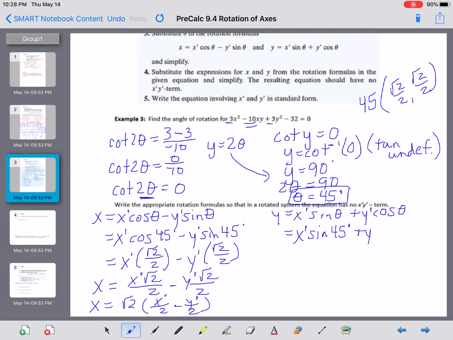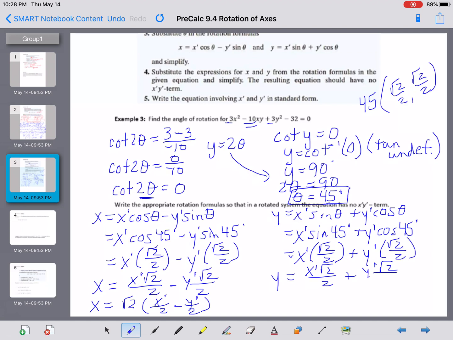Gives me x prime radical 2 over 2 plus y prime radical 2 over 2. And again, we can leave it two different ways here. I could do x prime radical 2 over 2 plus y prime radical 2 over 2. Or I could write it y equals radical 2 times x prime over 2 plus y prime over 2.